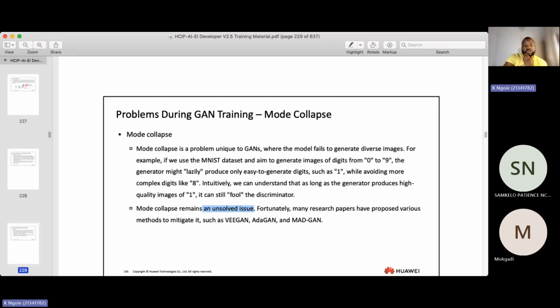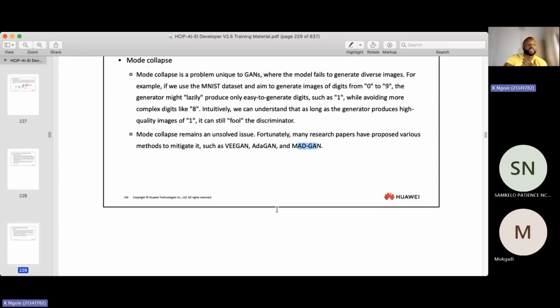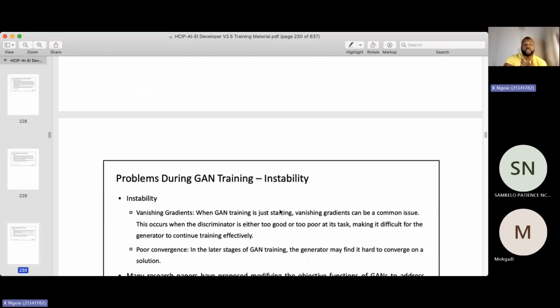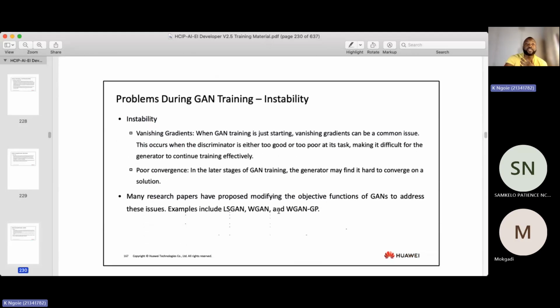Now this issue is still unresolved, but fortunately, many research papers have proposed various methods to mitigate it, such as using other types of GAN structures like VGAN, other GANs, and MADGAN. So there are many other types of structures that can solve this problem.